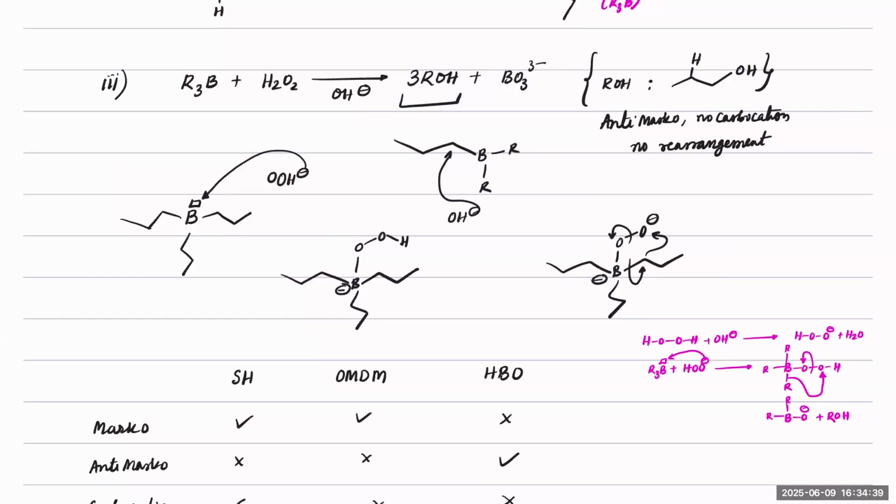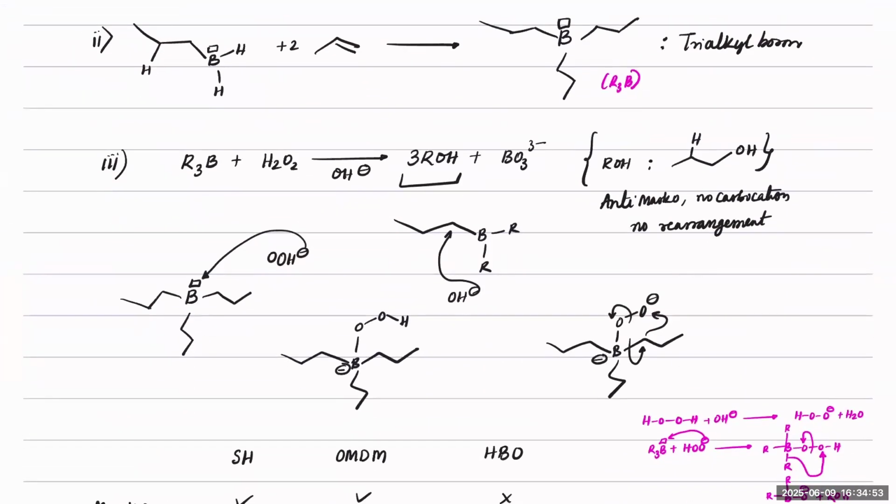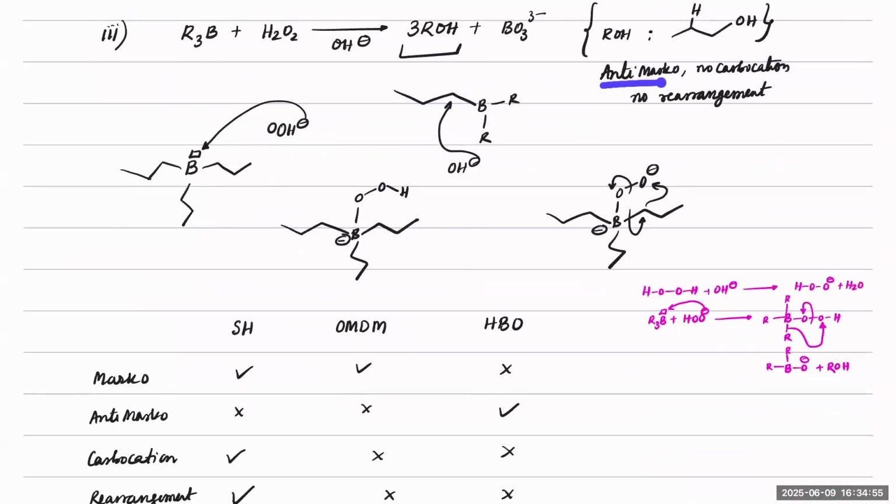Now, if you have noticed in the overall reaction, what happened here? If there was a double bond here, eventually hydrogen got added here and OH got added here, which means it is following anti-Markovnikov's rule. So the HBO reaction is an anti-Markovnikov addition. There is no carbocation. There is no rearrangement that has taken place. Correct? I hope this part is clear, beta.